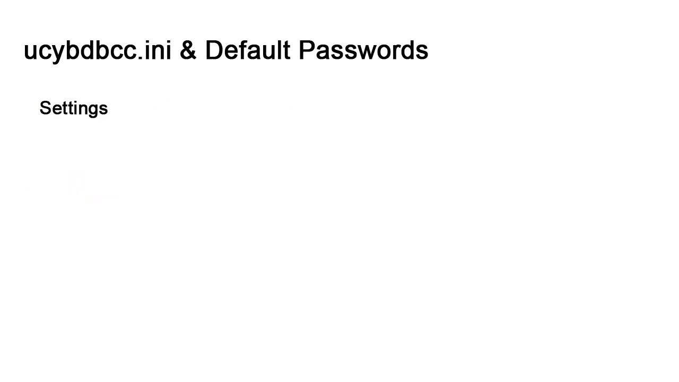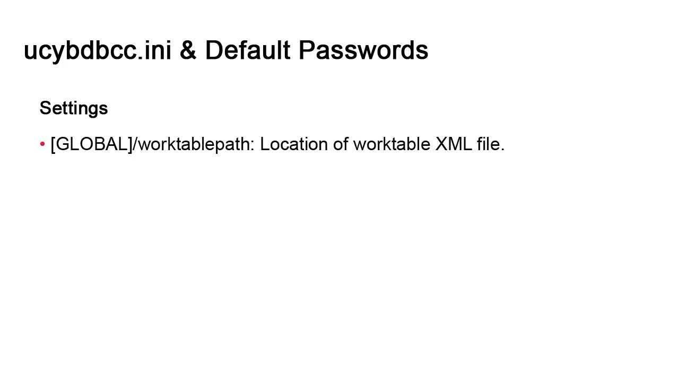The INI file has two settings we need to look at. The first is in the global section. It's called work table path. The client copy utility relies on an XML file to export to and import from. You can indicate the location of the XML file. The default is the utility's bin directory.